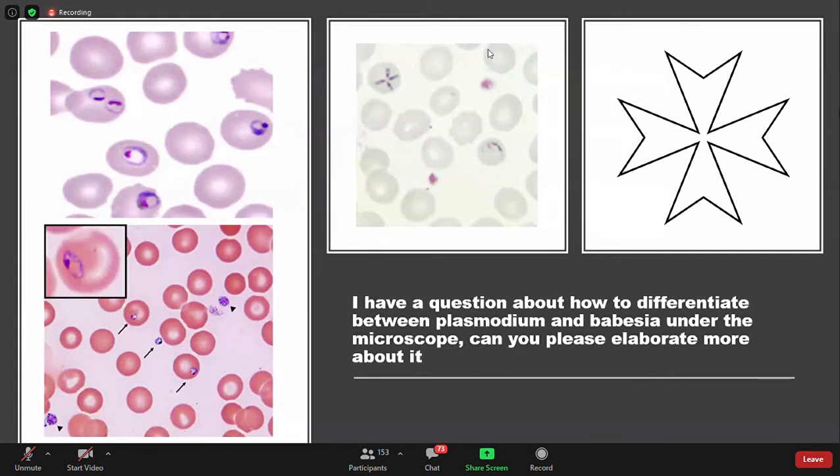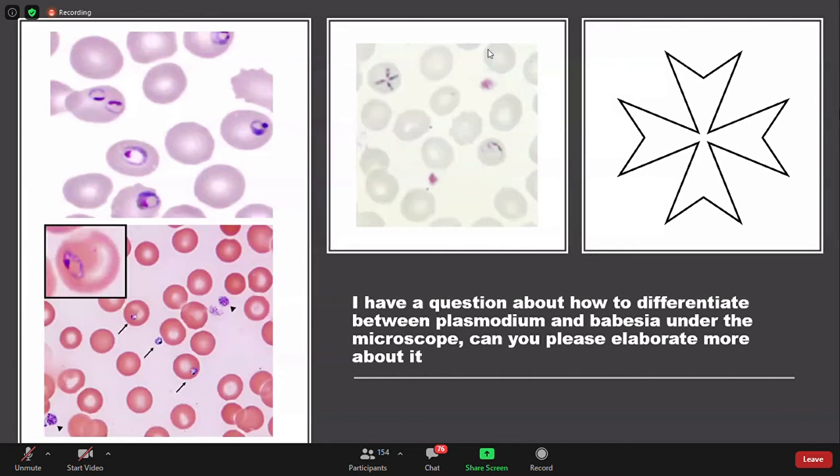Doctor, can you please explain it again? Which one? The answer, because I couldn't understand it. Which answer? Between how can we differentiate Plasmodium and Babesia under a microscope?